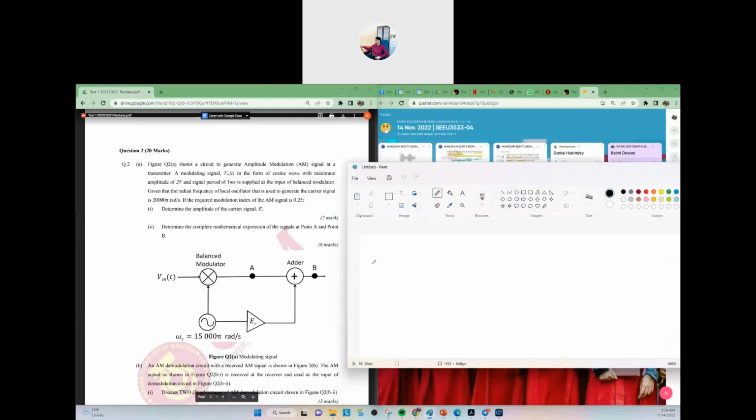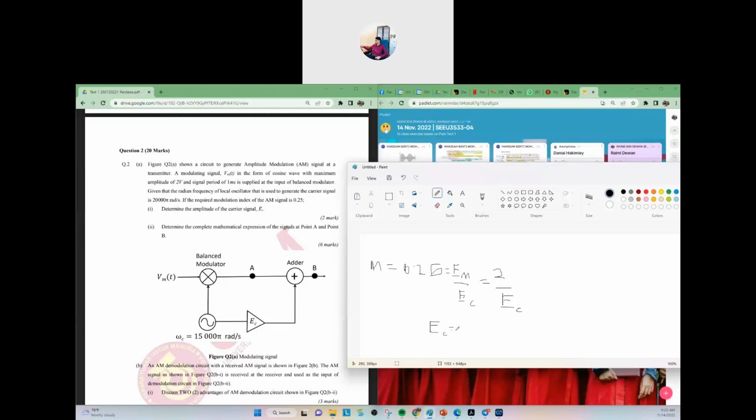So we have M equals 0.25, it's given. M we know is actually the ratio of EM over EC. EM is given as 2 volts, so you can know what EC is. What is the amplitude of the carrier signal? Can you guys calculate? What is the EC? Respond at WebEx chat. At least you try now.